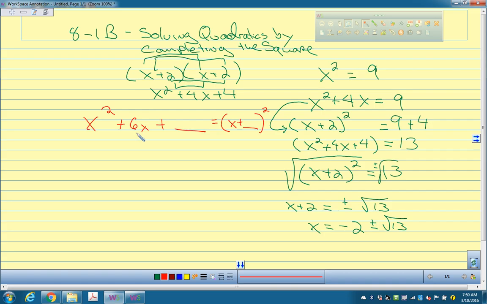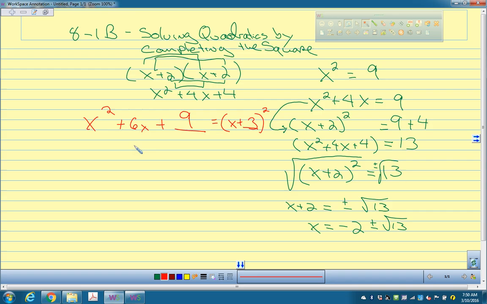You just take half of the 6 and you put it here. What's half of 6? 3. Because x plus 3 times x plus 3 is going to give me x squared plus 6x plus what? 9. That's what goes there. You understand what I just did? I'm just rewriting x squared plus 6x as x plus 3 squared, but when I do that, I've added 9, so I rewrite it over here.